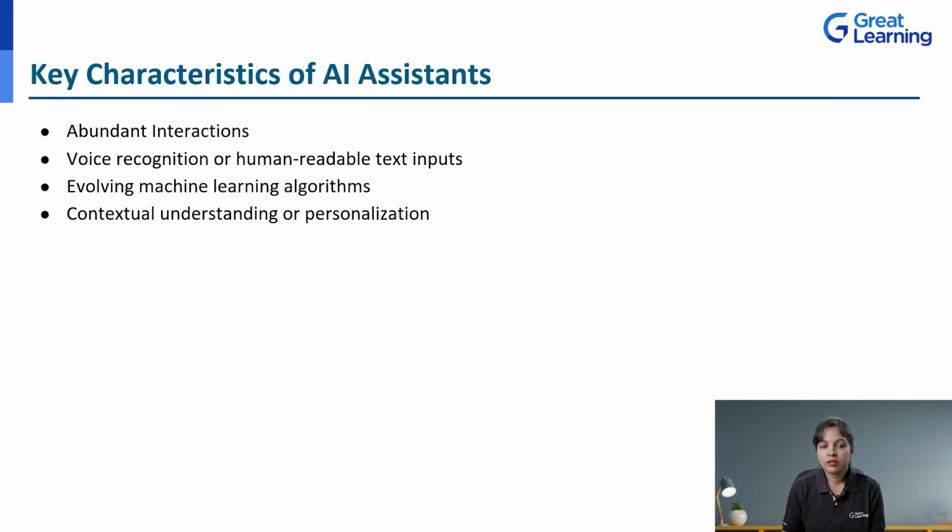Second is voice recognition or human-readable text inputs. You interact with these AI tools in the language you prefer. For example, the Claude tool, which we are going to discuss right now, supports 19 different languages, including English, Hindi, German, French, and many more. They even recognize voice. The human tone which we speak can be recognized by these AI tools. For example, you interact with Alexa with your voice. That's also a kind of AI assistant.